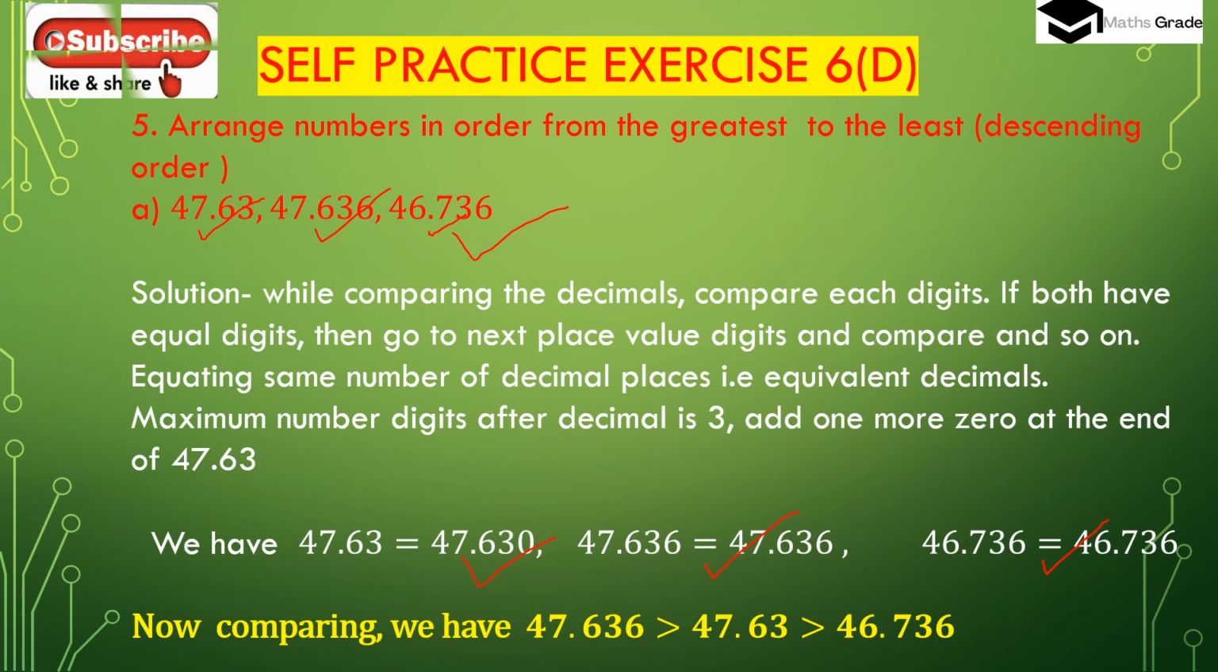Now comparing, we have 47.630. We have to compare the numbers in descending order. So 47.636 is greater than 47.63, which is greater than 46.736.